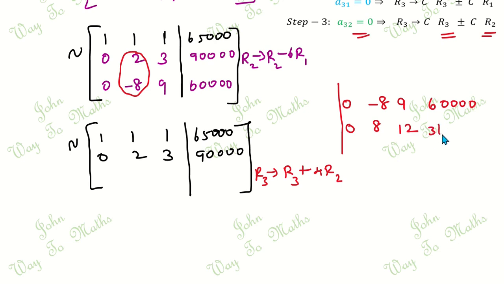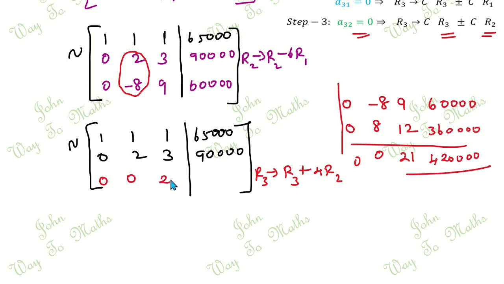we get 3,60,000. So here I'm going to add: 0, minus 8 plus 8 becomes 0. So 9 plus 12 becomes 21. Here 60,000 plus 3,60,000 we get 4,20,000. So I'm going to enter this value here: 0 0 21, here 4,20,000. So now I'm going to simplify the third row by dividing by 21.